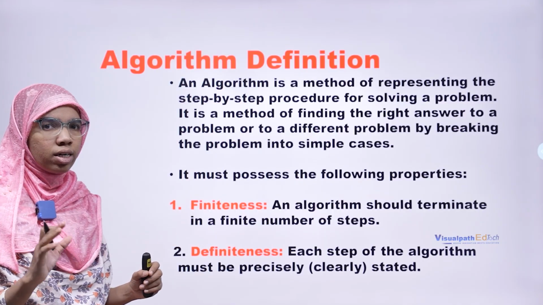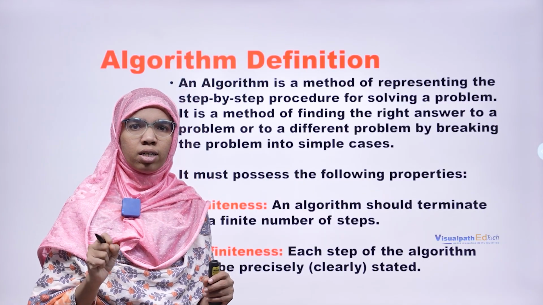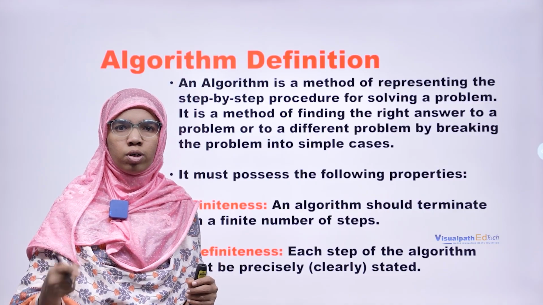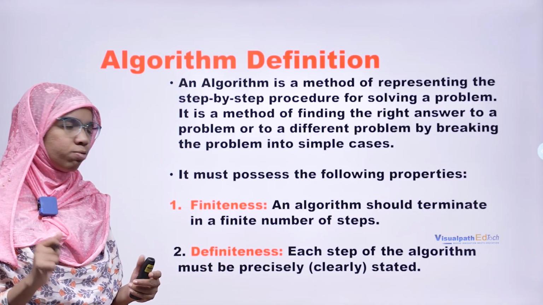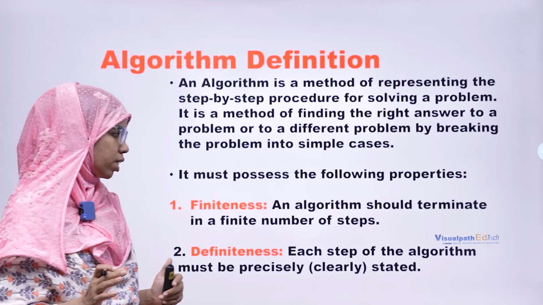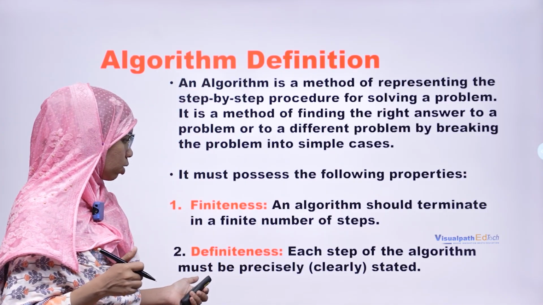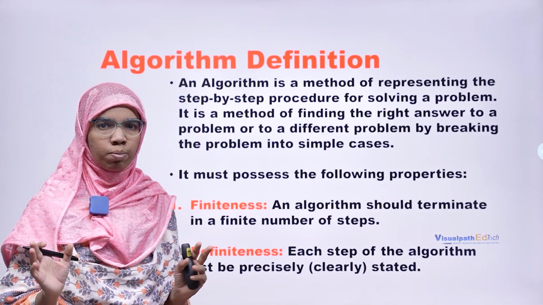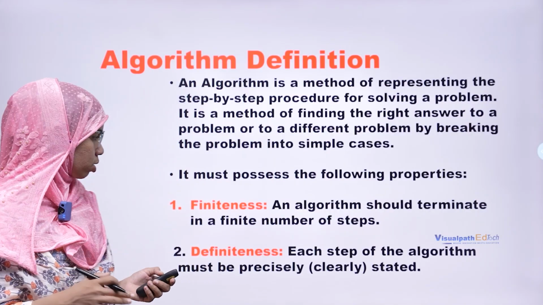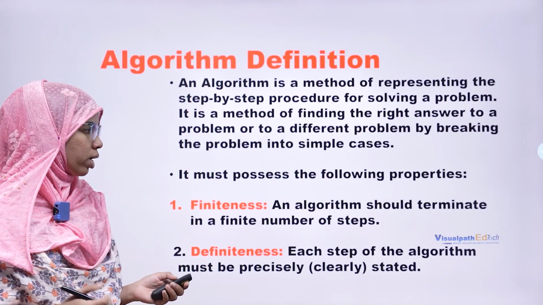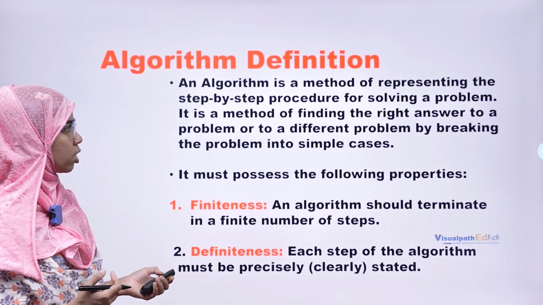First one is finiteness. You must have a finite number of steps in hand before executing a given problem. The solution should be in a finite number of steps. Definiteness. Each and every step of the algorithm must be clear and precise in nature. It should be understandable by the end user. That is the second advantage of the definiteness of the algorithm.